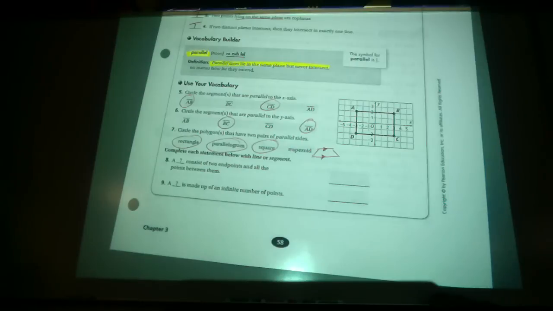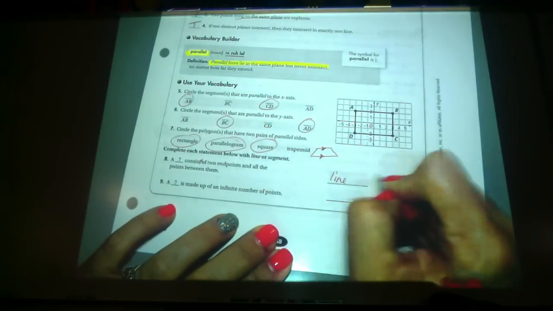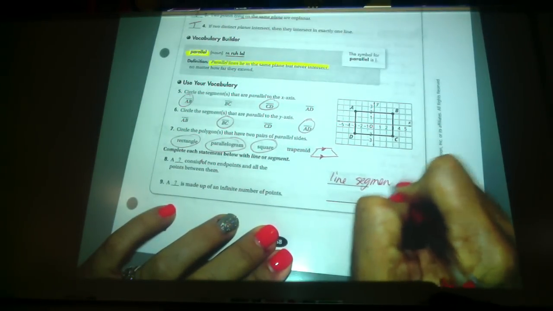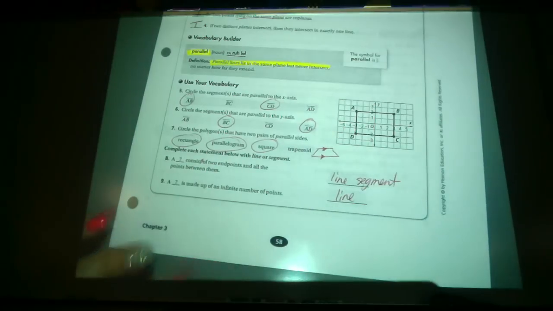And then the last 2, a blank consists of 2 endpoints and all the points in between them. What is that? A segment or a line segment. A blank is made up of an infinite number of points. A line. Alright, so there's your review. So flip that page and let's talk about our new stuff.